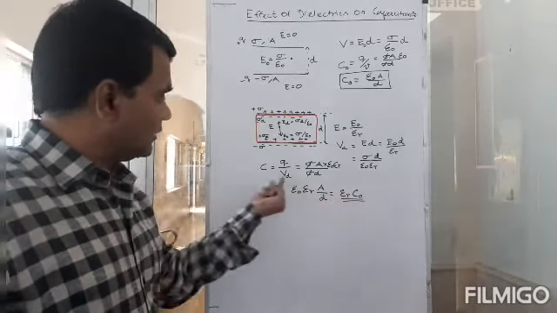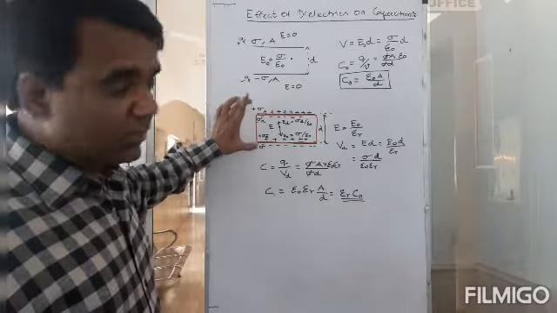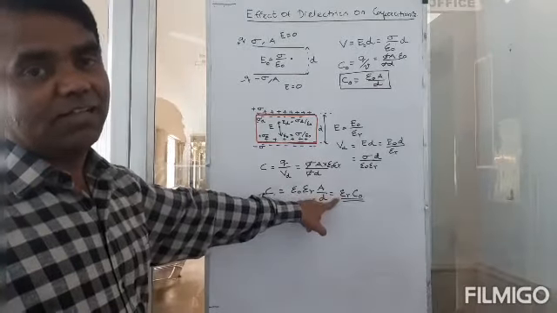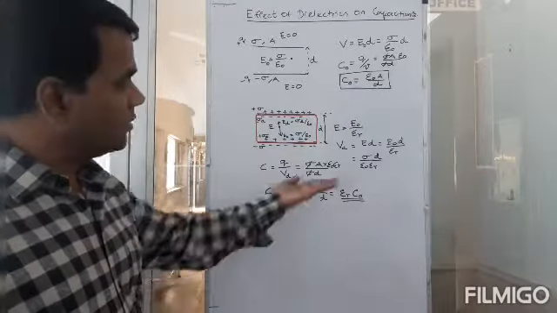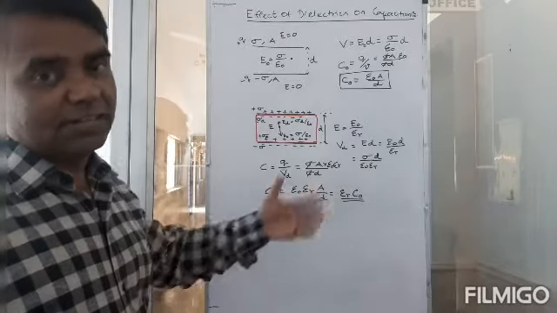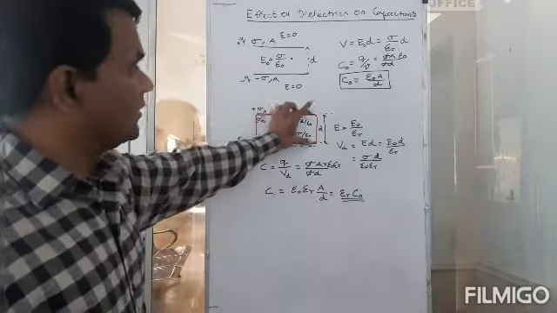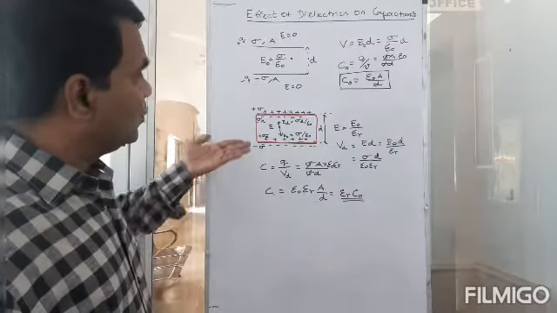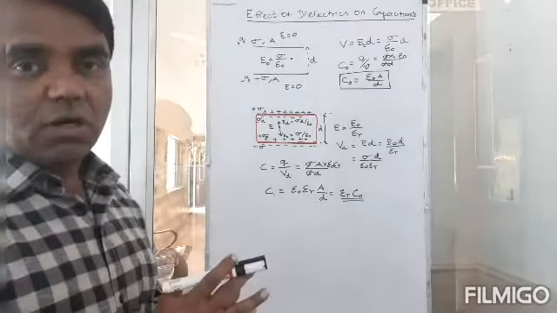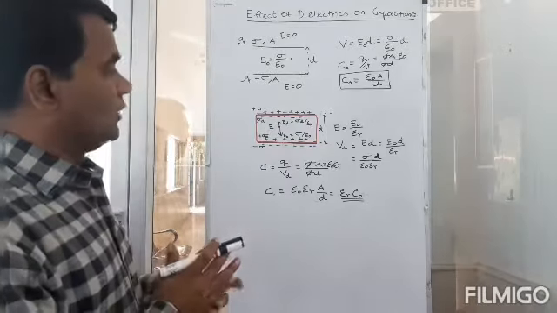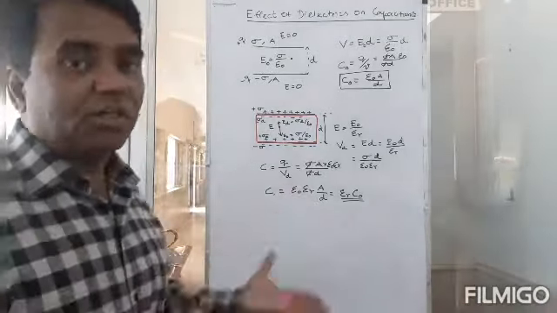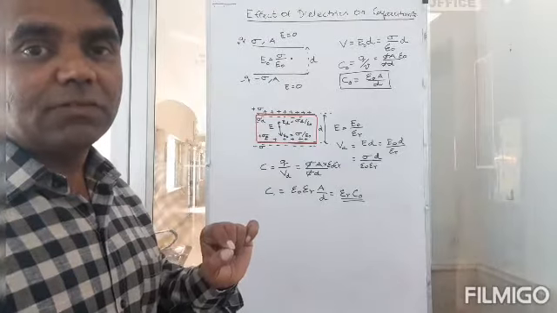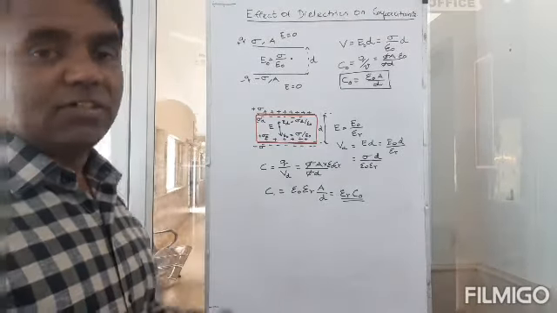So the capacitance of this arrangement has increased by this factor, the relative permittivity or the dielectric constant. So by introducing a dielectric material between the two plates, we have increased the capacitance of the capacitor. So the capacitor can hold more charges for the same voltage. Okay, I hope you understand this.